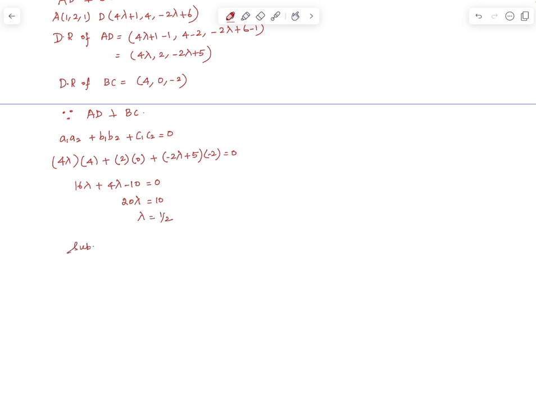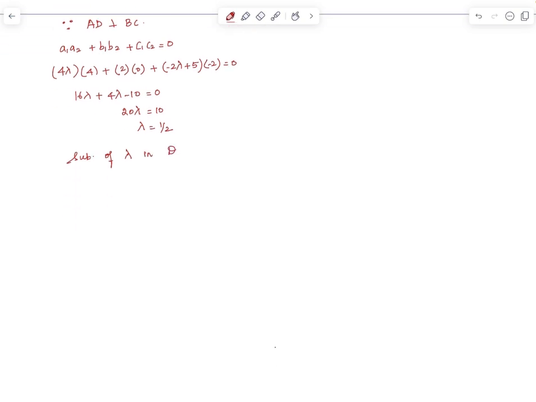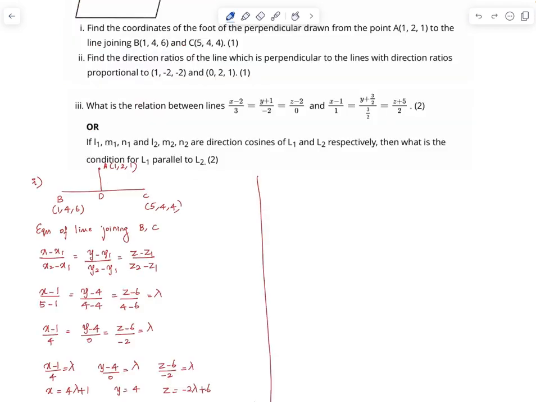Now substituting the value of lambda in the coordinates of D, we get D as 4 times half plus 1, 4, minus 2 times half plus 6. That is D is 3, 4, 5. 3, comma 4, comma 5 are the coordinates for the perpendicular drawn from A to the line BC meeting BC at D.